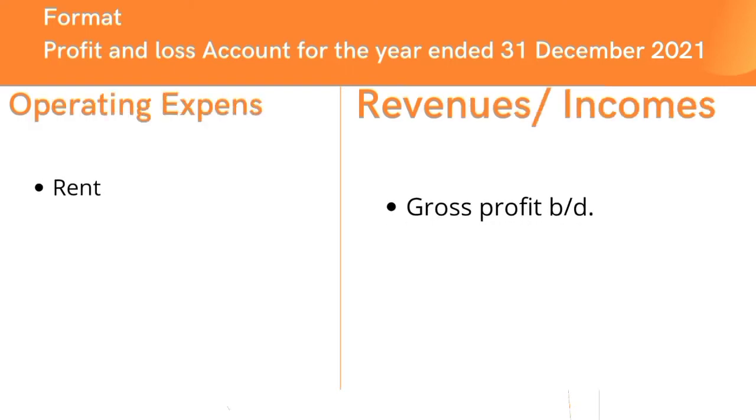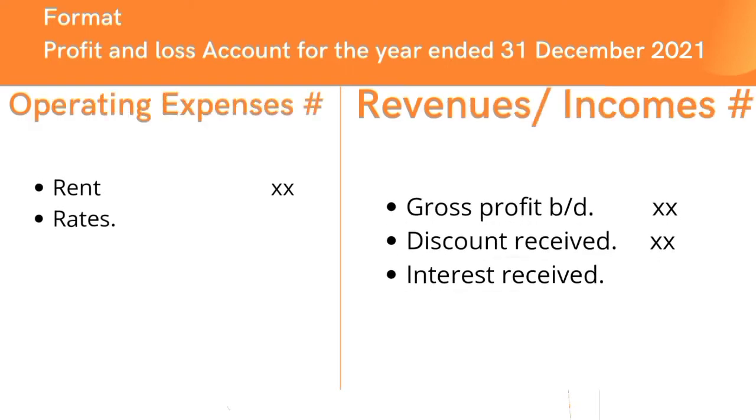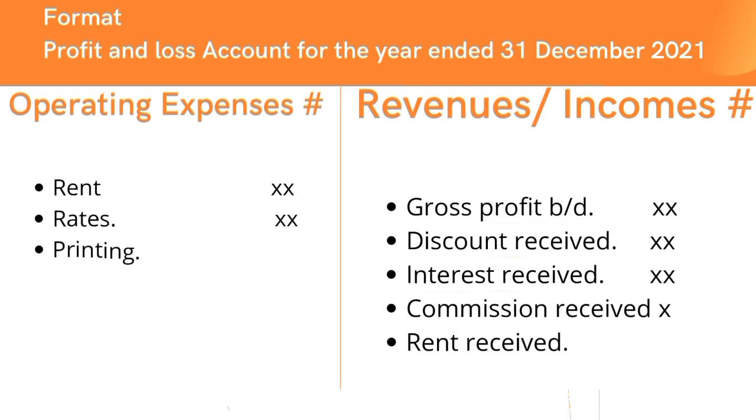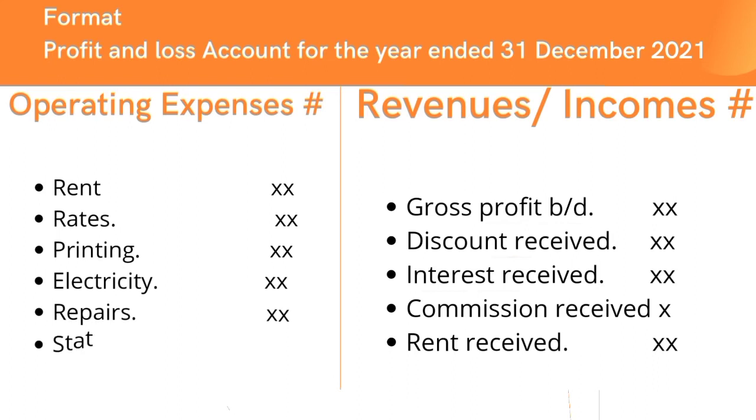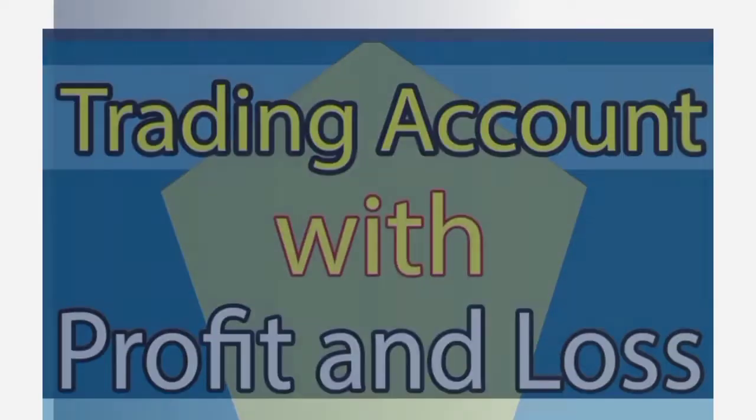And then let's look at the profit and loss account table. Remember, the left side is referred to as the debit side, and then the right side is referred to as the credit side. The format states that operating expenses are to be debited and then revenues and incomes are to be credited.